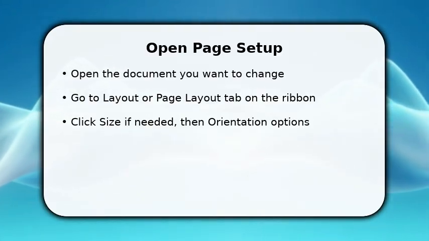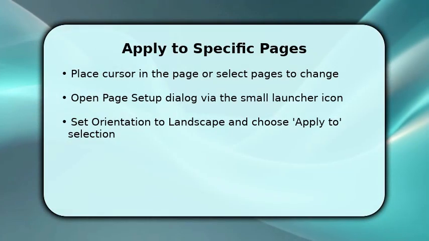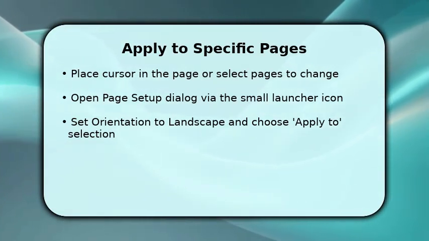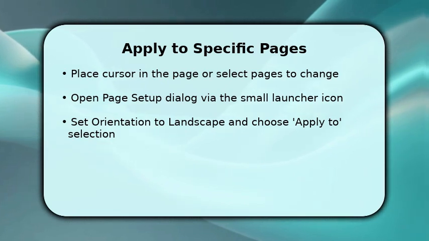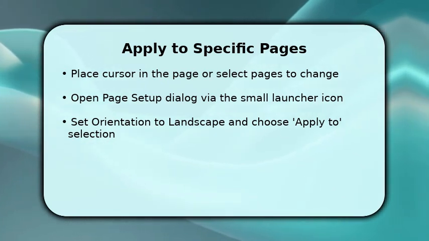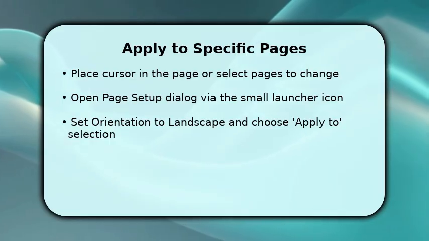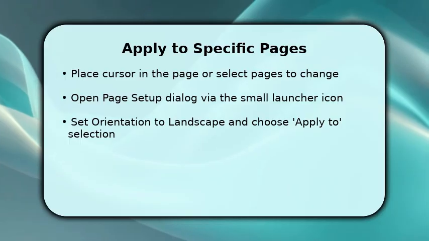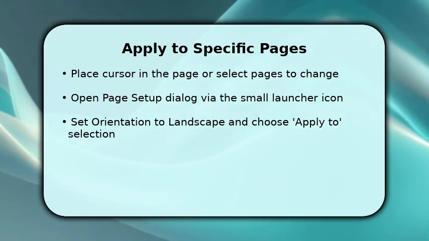Save a copy before big changes, so you can change just part of a document by placing the cursor where you want landscape to begin. Open the Page Setup dialog from the corner of the Page Setup group. This gives precise control. Choose Landscape, and then use the Apply to menu to select this point forward or selected text, so only those pages flip.